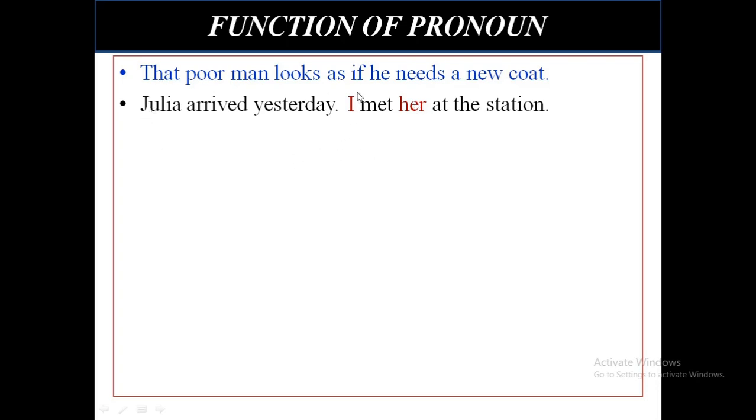Right? Another word here is I. This is a singular first person. So I, to whom is it referring in this statement? If we imagine, it is the one who is stating this sentence, that person. Julia arrived yesterday. Who said this? I. So that is the person. I met her at the station. So it is the one who uttered this sentence.